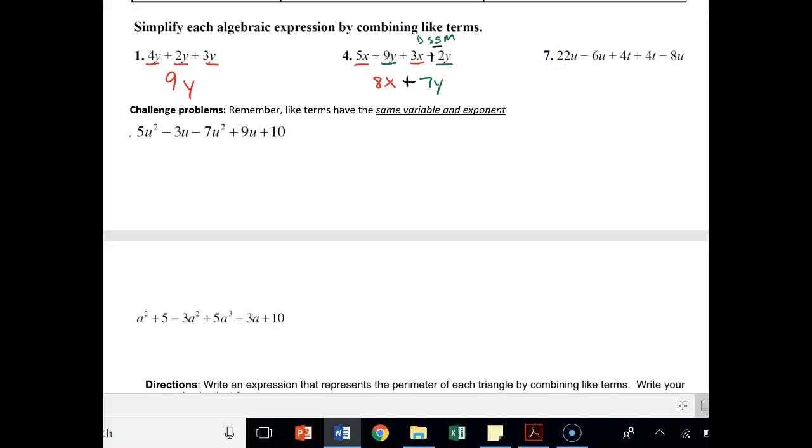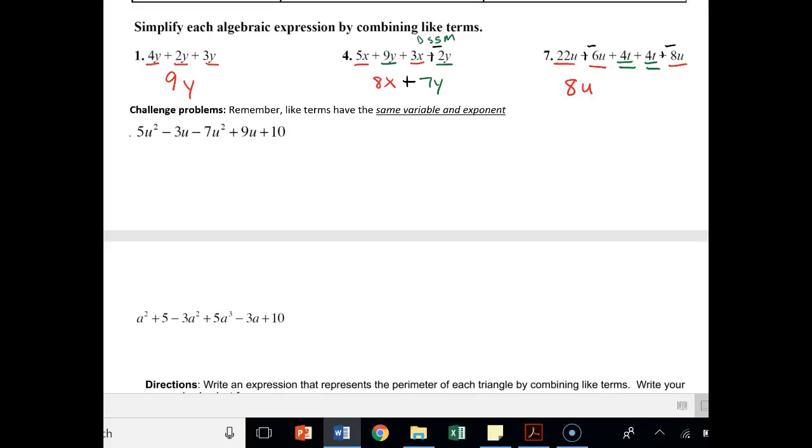Number 7, go through any subtraction you see, change it to addition. So plus a negative, plus a negative. Now let's look for like terms. So I got 22u plus a negative 6u plus a negative 8u. And then I have 4t and 4t, right? So 22u plus a negative 6u gives us 16u. And then 16u plus a negative 8u gives us 8u. So we have positive 8u.